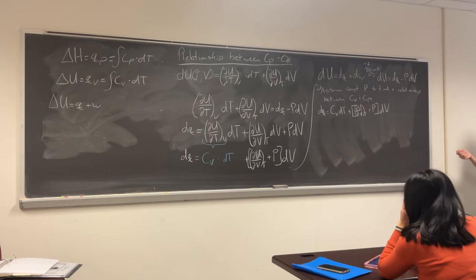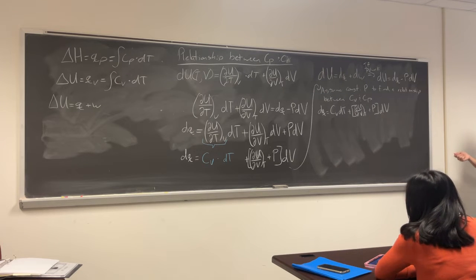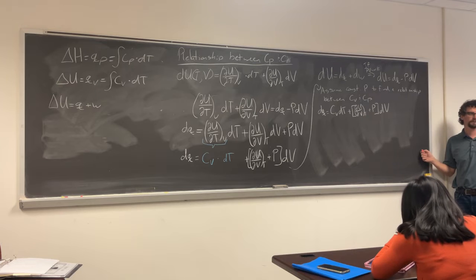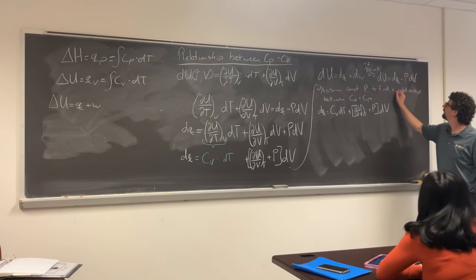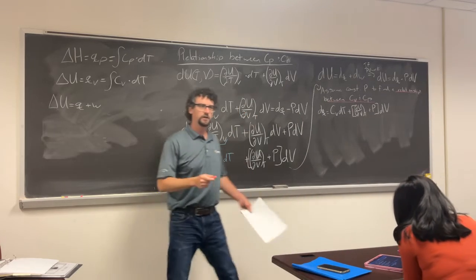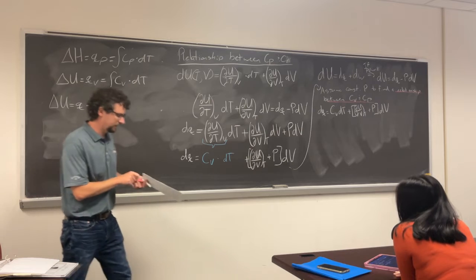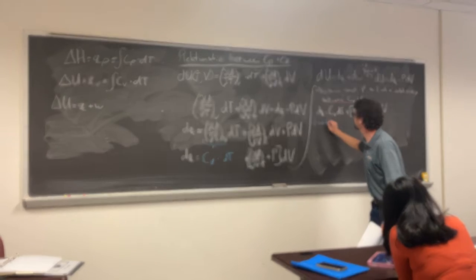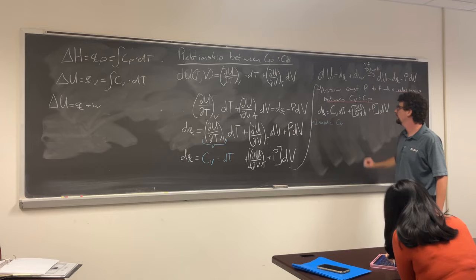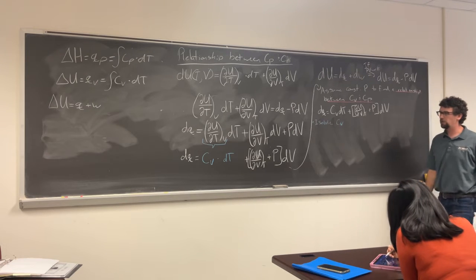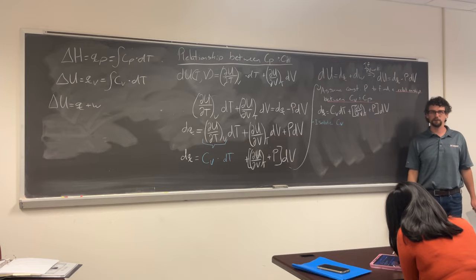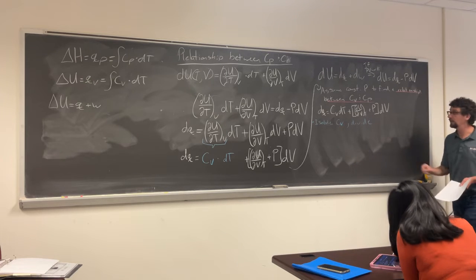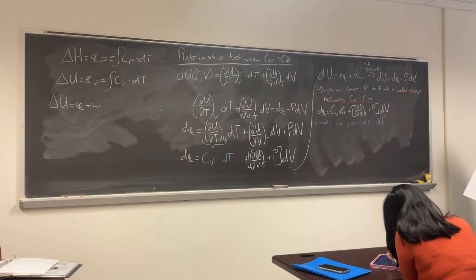What are we looking for again? What are we trying to find? Relationship between CV and CP. Okay. So let's find a relationship between those two. To do that, let's isolate CV. CV, not CR. How could we isolate CV by itself? What would you divide through? Okay, let's do that.